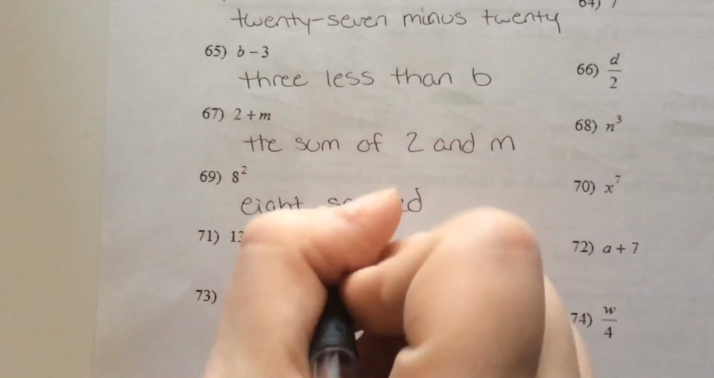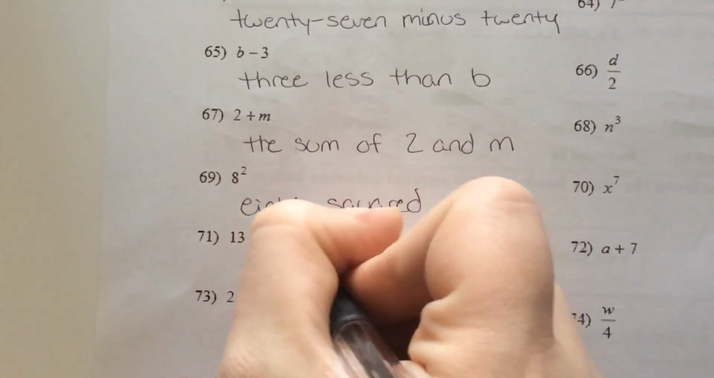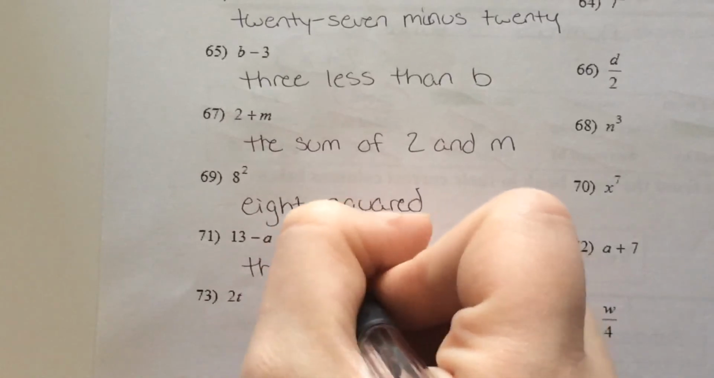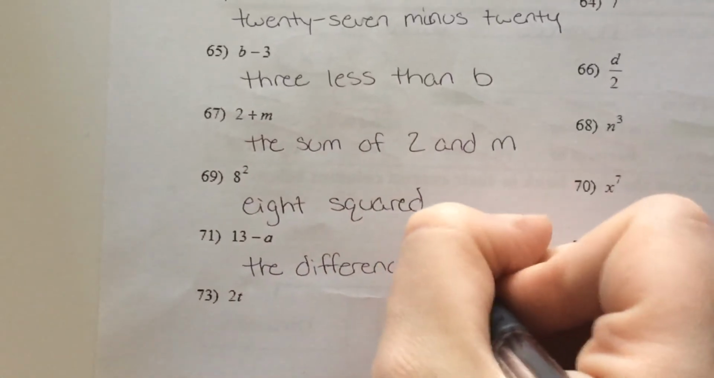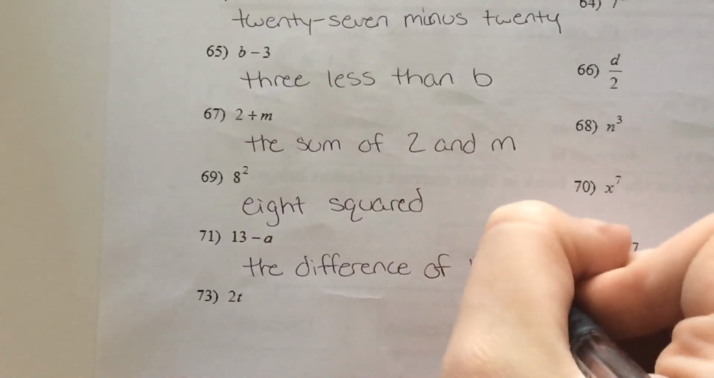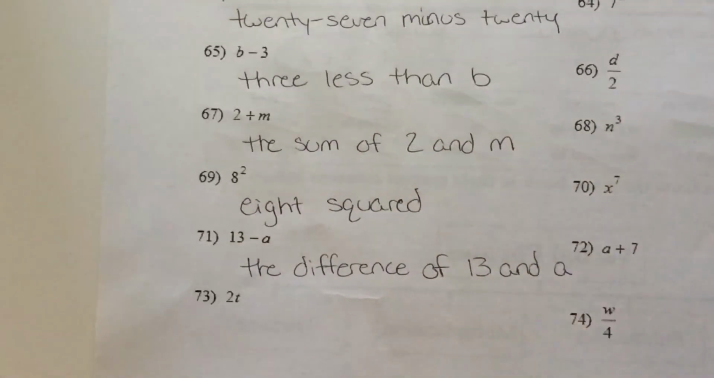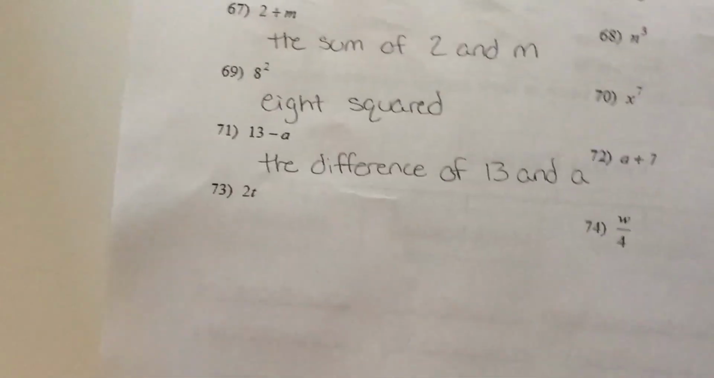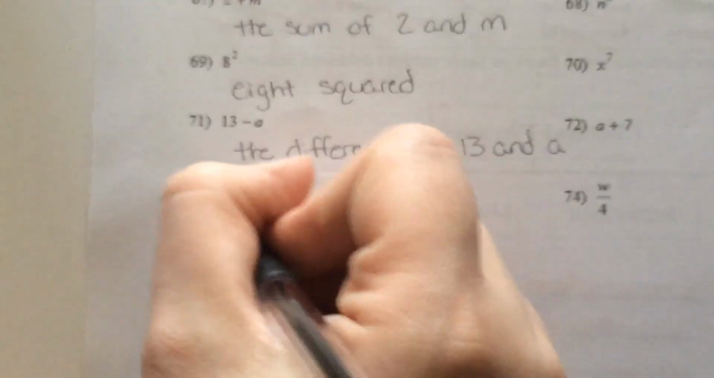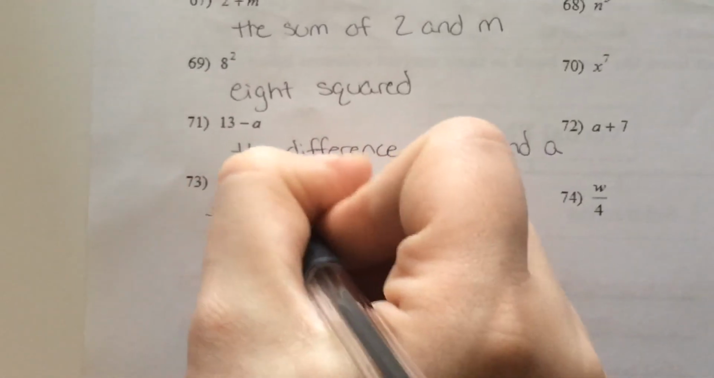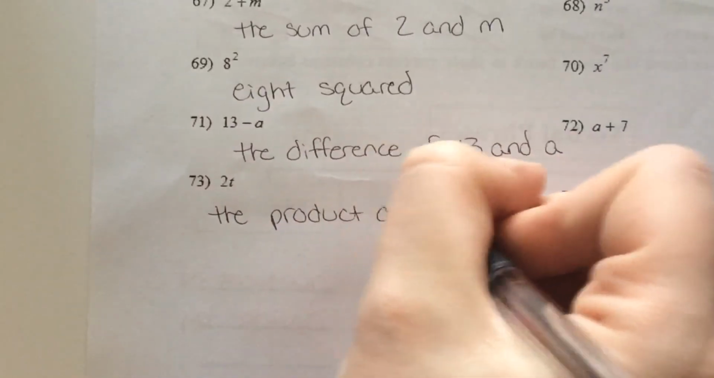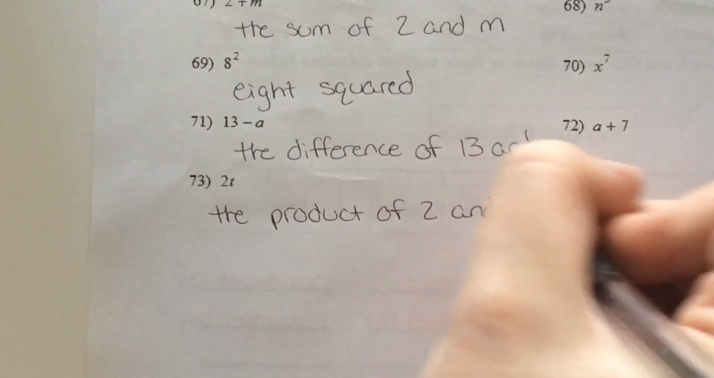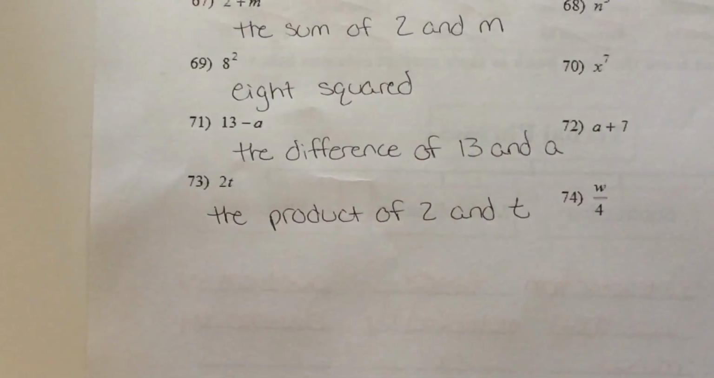71, just off the top of my head, the difference of 13 and A. And 2 times T, the product of 2 and T. Okay?